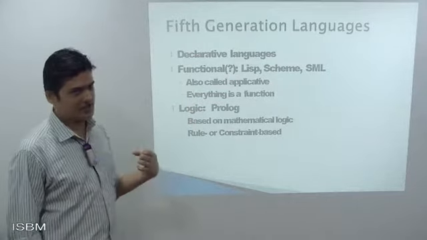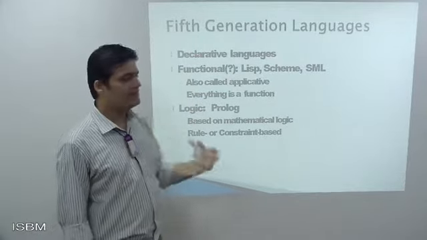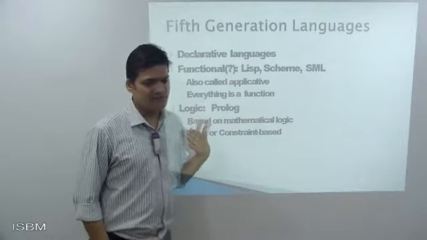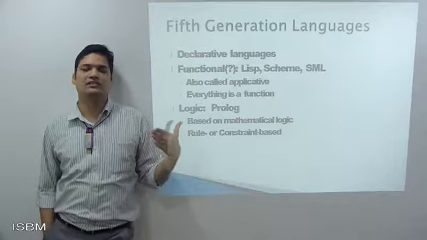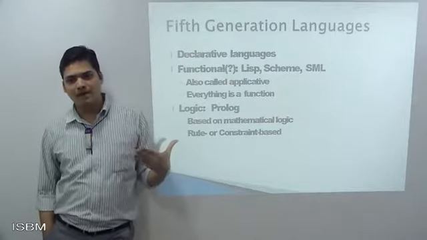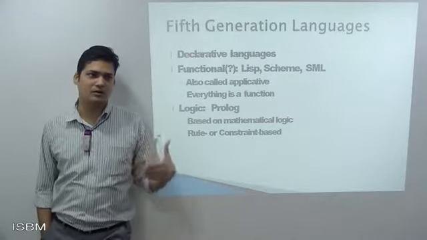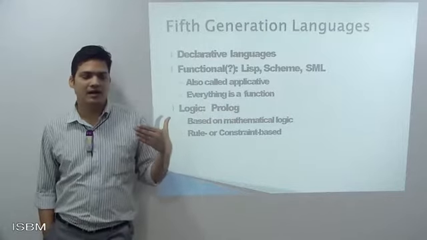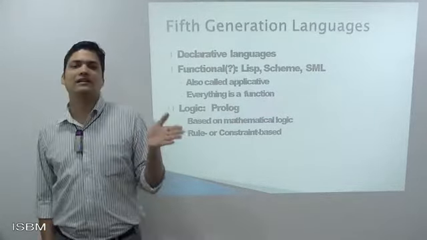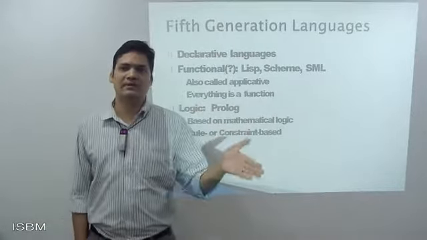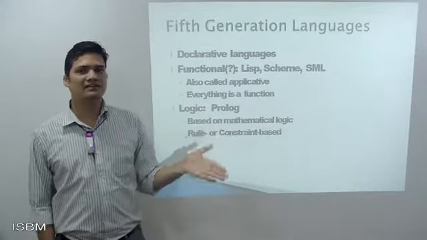So year by year, as the generation goes from first to second, then third to fourth, it becomes simpler for the user to write code, to write a program to be understood by the machine itself. So year by year it slowly becomes easier, to be understood by the system itself.